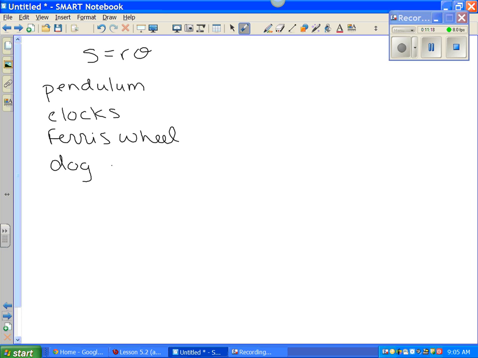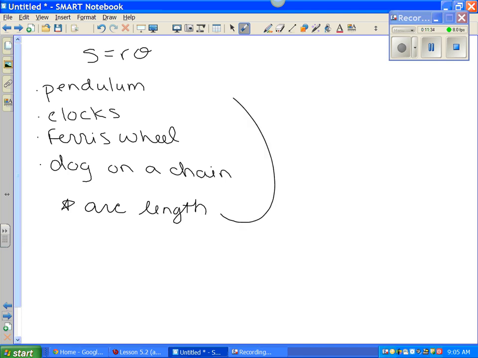Dog on a chain. Like if you chain a dog up to a pole, it can run around it and it creates an arc, right? So those are all things that come up. So anytime you see that or arc length, you're automatically going to use this formula. For us, that's the only time we see something with arc length. Got it? Okay.